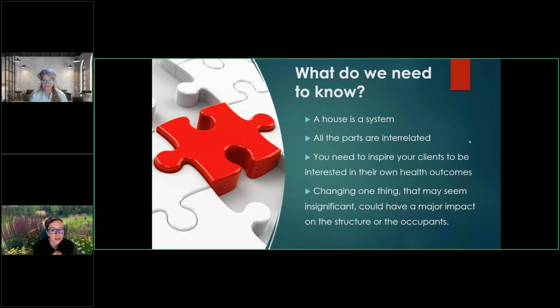You need to inspire your clients to be interested in their own health outcomes. A lot of new clients think that building a new home means they're getting all of this just because, and that's not really the case. And then changing one thing can seem insignificant, right? Oh, I'm just doing this one thing, but it could have a major impact on the structure and on the occupants. So, occupant health is also very often tied to the structure's health.